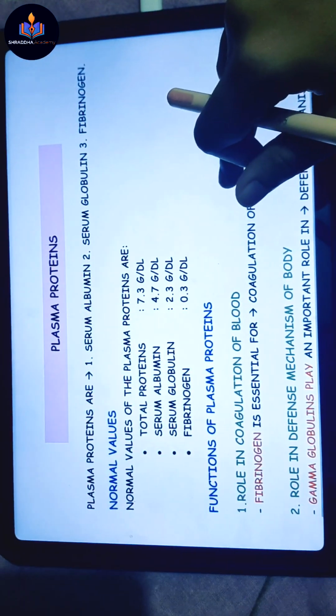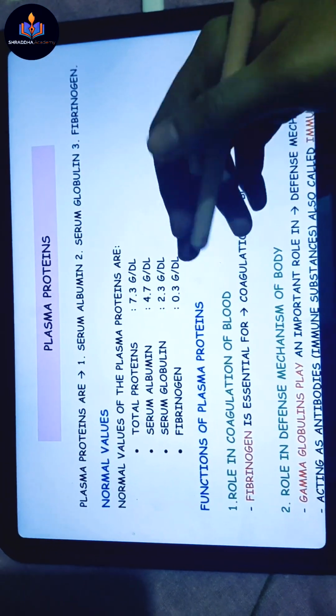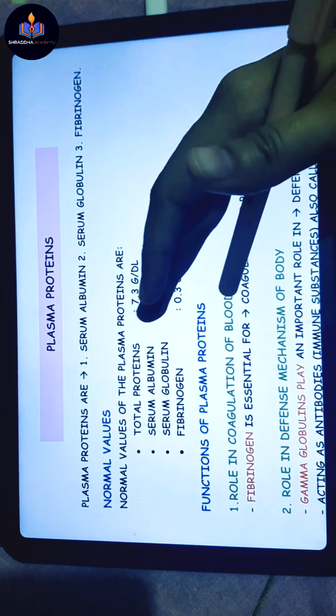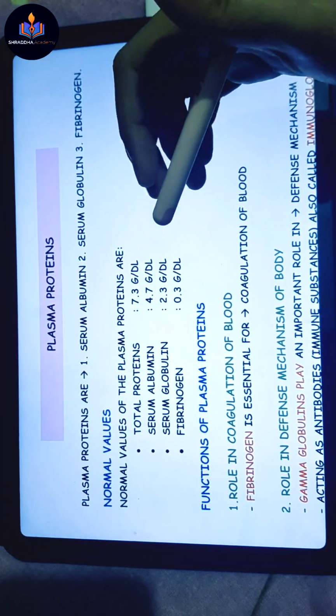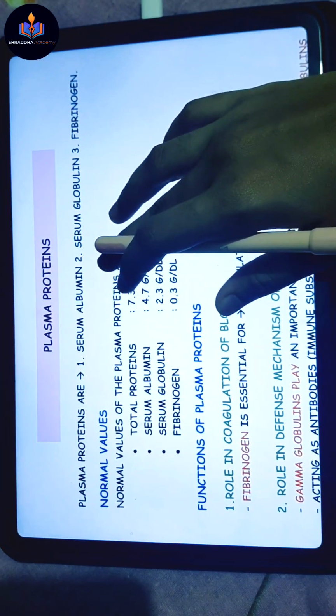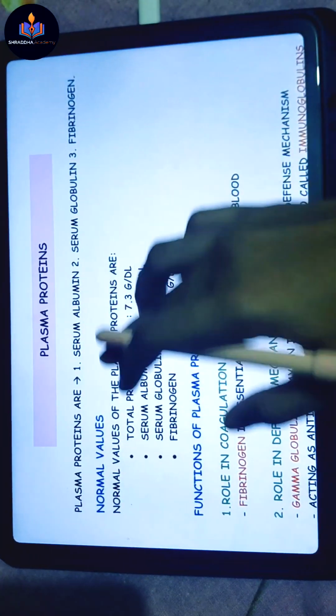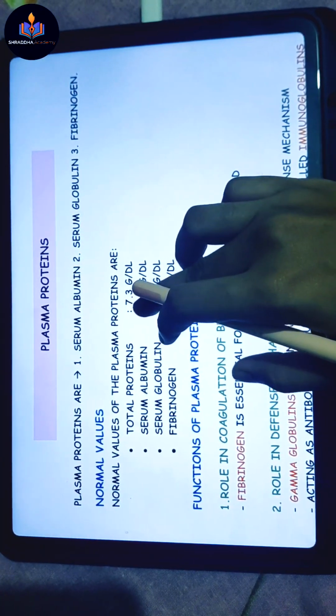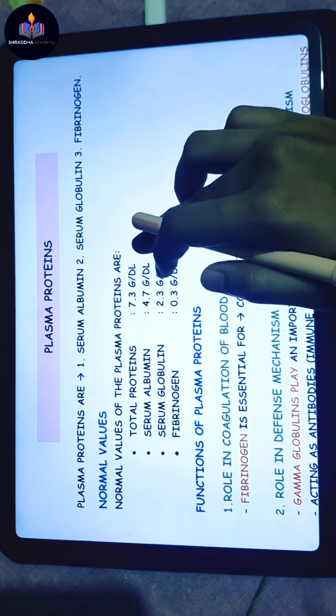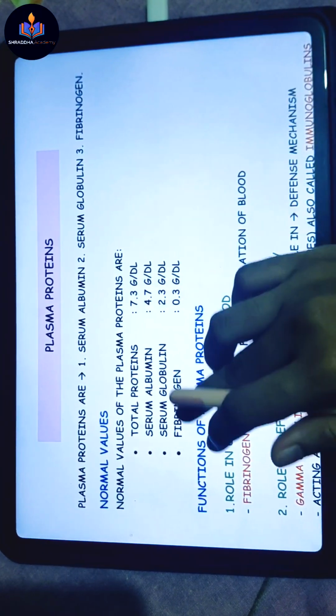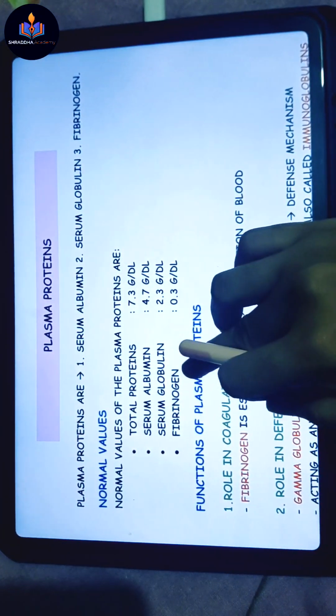So coming to the plasma proteins, as I was talking, leaving the RBC and WBC, coming to plasma protein. Plasma proteins are of types: serum albumin, serum globulin and fibrinogen. The normal value for total proteins present in the body is 7.3 g per dl. Serum albumin, serum globulin and fibrinogen.